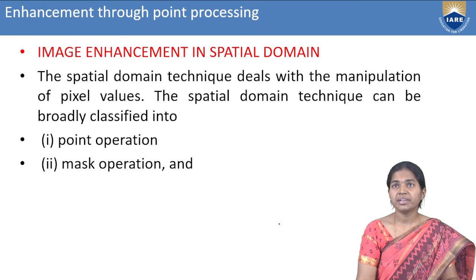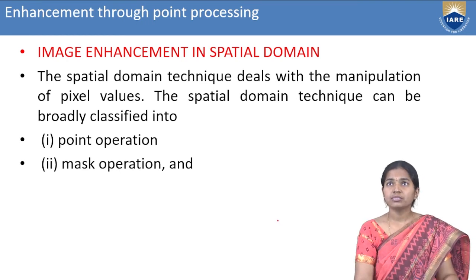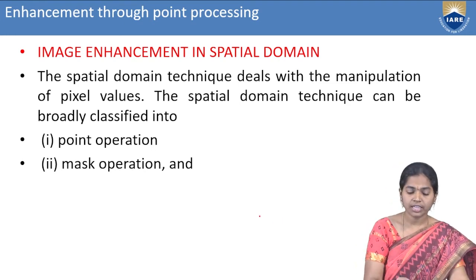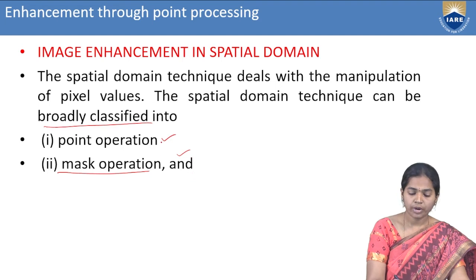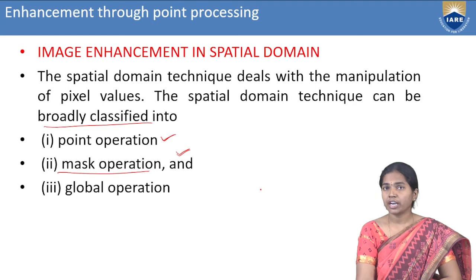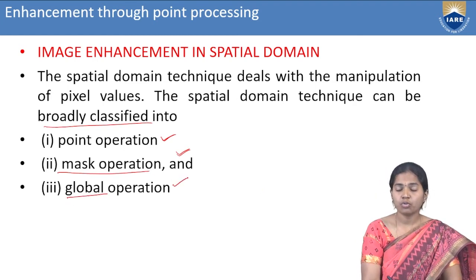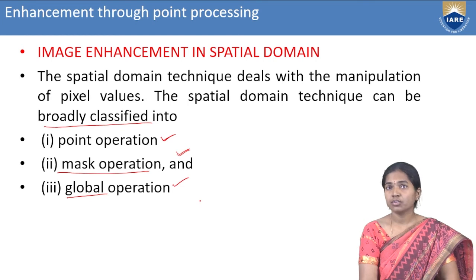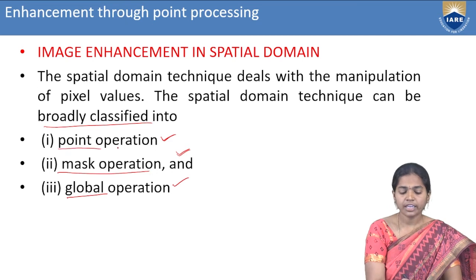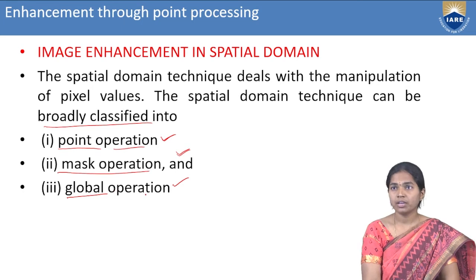Now, image enhancement in the spatial domain. The image enhancement techniques in the spatial domain are classified into types: one is point operation and the second one is mask operation. So what is meant by point operation and mask operation, and the third one is global operation. So in image enhancement in the spatial domain we have three types: point operation, mask operation and global operation.